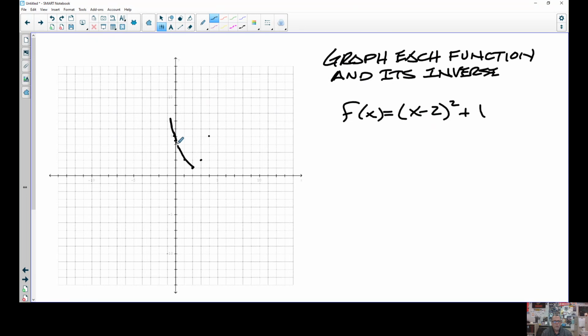There we go. Whoops, I skipped it. I was lifting too lightly. All right, so we have that point. I'm putting known points here because I want us to be able to use these for the inverse.